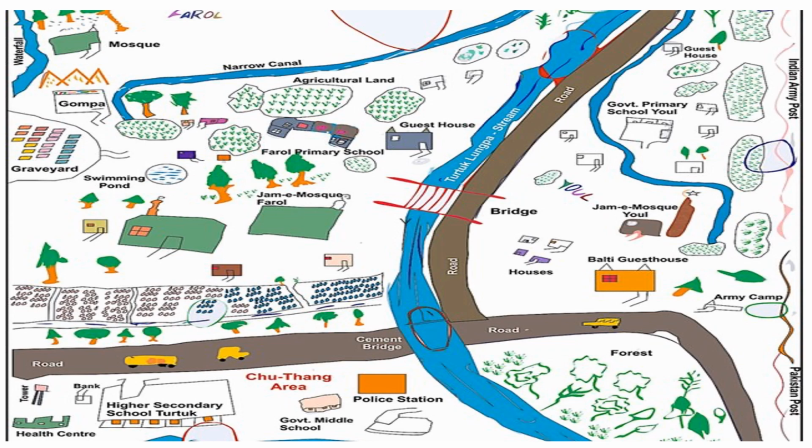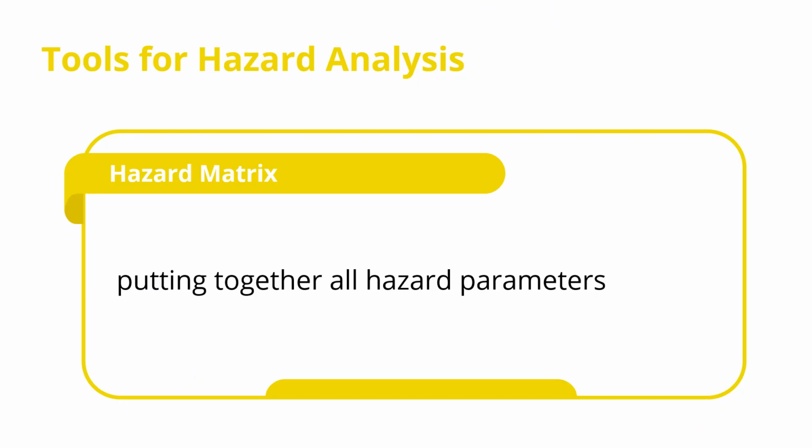However, it is important to note that hand-drawn maps and computer-generated maps can often complement each other well. For instance, a computer-generated map can provide a useful baseline or framework, while a hand-drawn map can add depth, detail, and context-specific knowledge. And the next tool that we usually use for hazard analysis is what we call a hazard matrix.